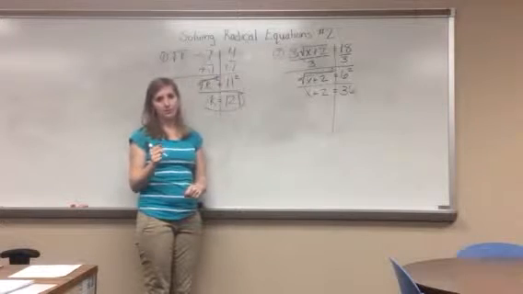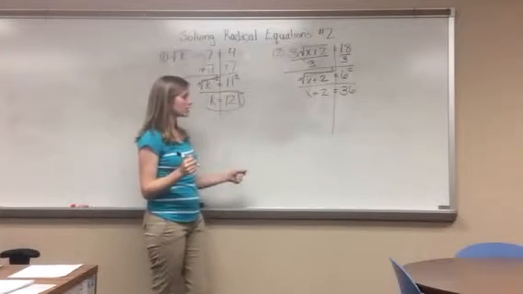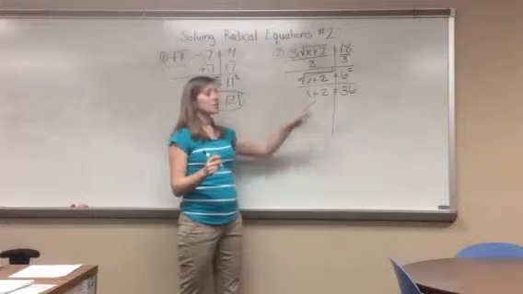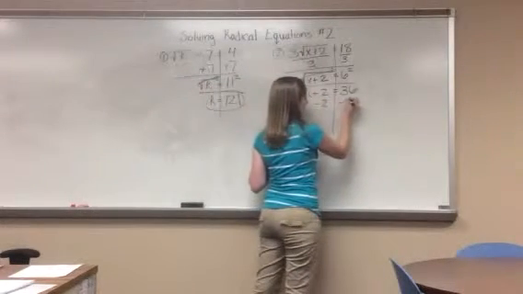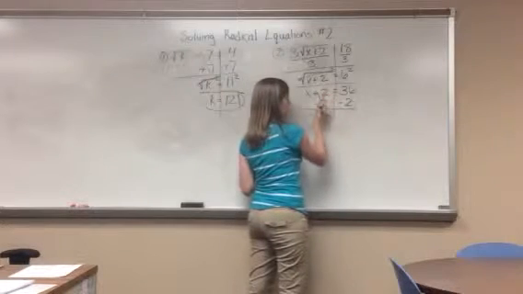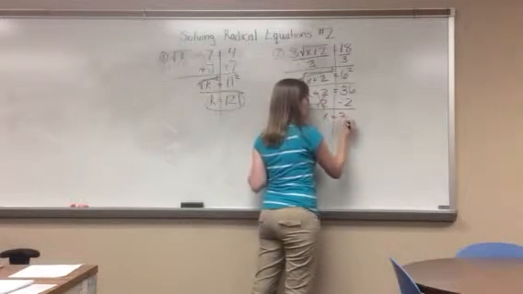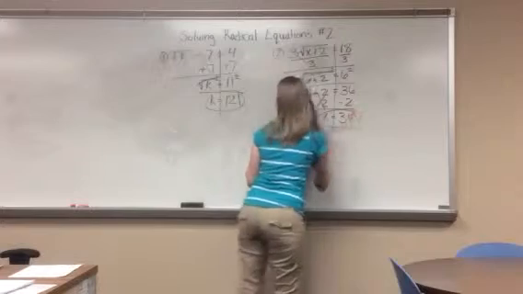Now I can get rid of the 2. Now that the square root's gone, we can cancel the 2. This is a plus 2, so the opposite of adding 2 is to subtract 2 on both sides. They cancel. I get x equals 34. And that's my answer.